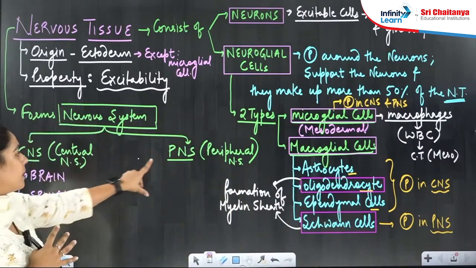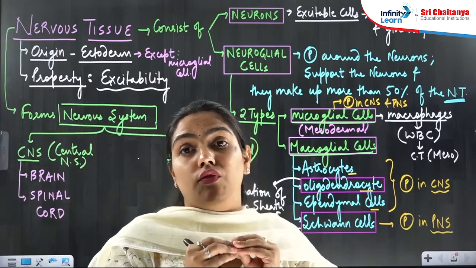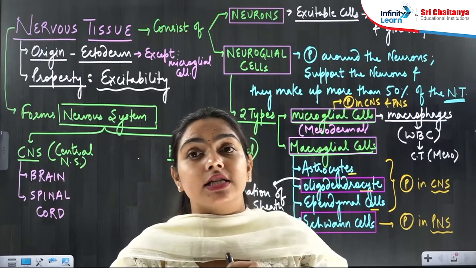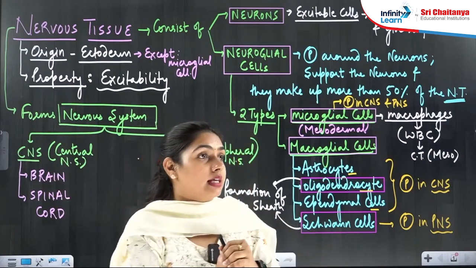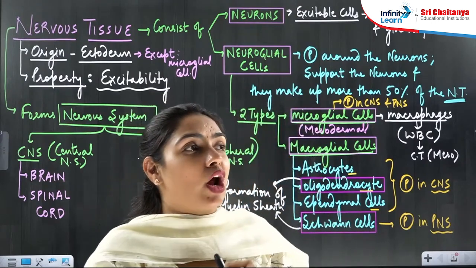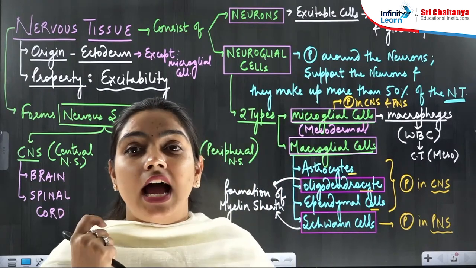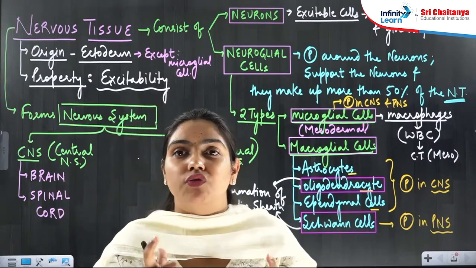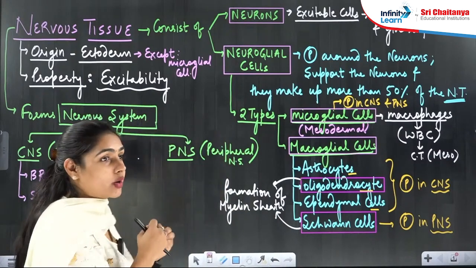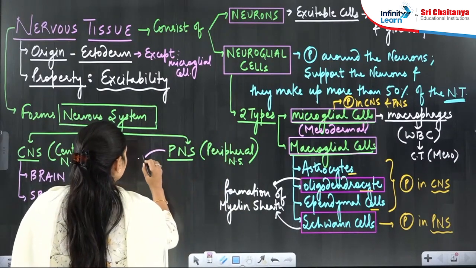Okay. Now, peripheral nervous system. So beta, peripheral nervous system consists of what? Can anybody tell me? Some answers are coming already. Nerves. Have you heard of nerves? I will tell you today how a nerve is formed. So peripheral nervous system consists of nerves.